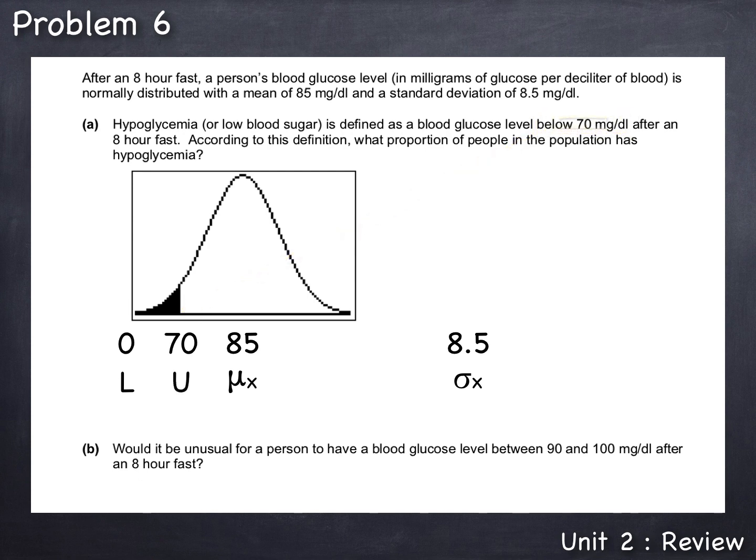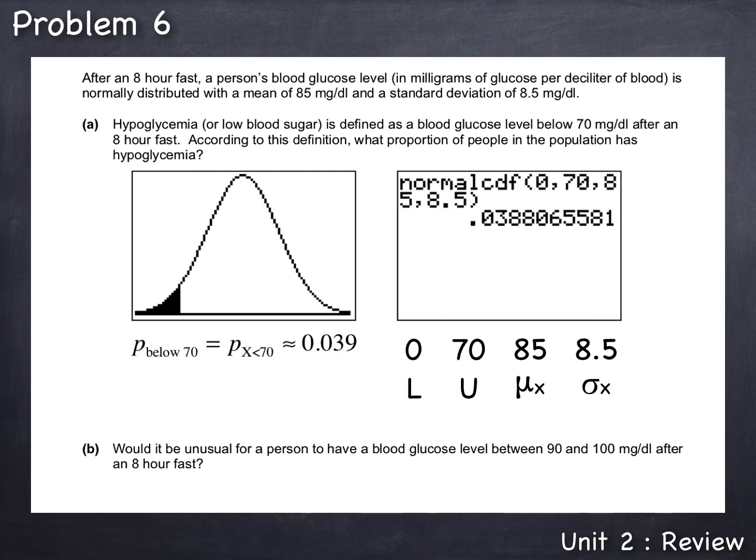Together with the mean of 85 and the standard deviation of 8.5, we can use the normal CDF command to calculate our answer. To get to the normal CDF command, we press second, vars, arrow down till you get to the normal CDF command, press enter to select. Then we enter the lower value of 0, comma, the upper value of 70, comma, the mean of 85, comma, and the standard deviation of 8.5. Close parenthesis, enter, gives us our result of 0.0388.